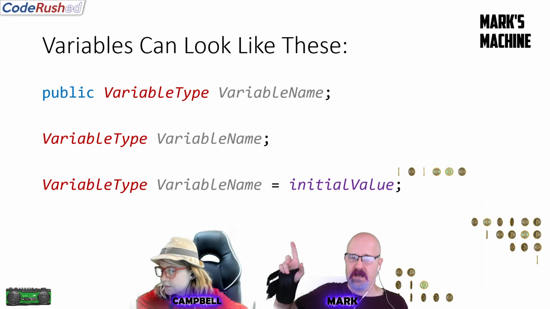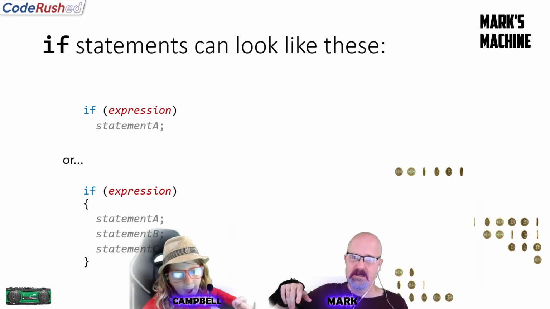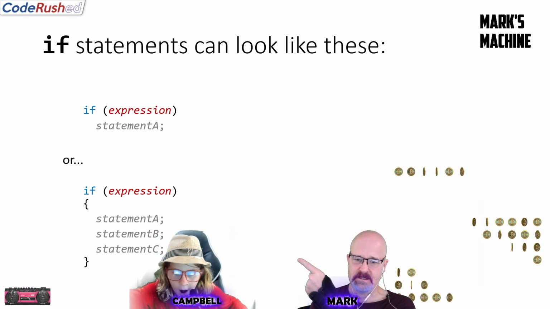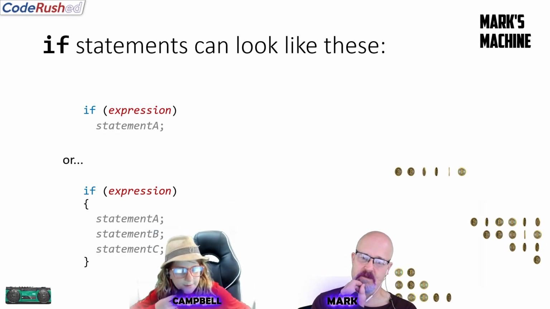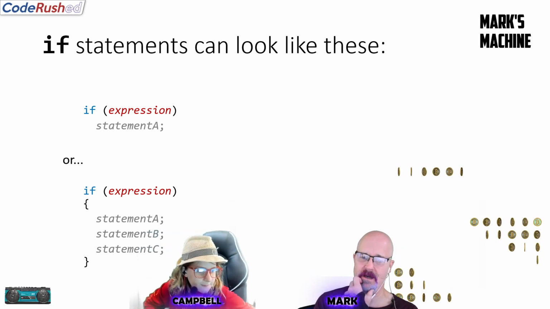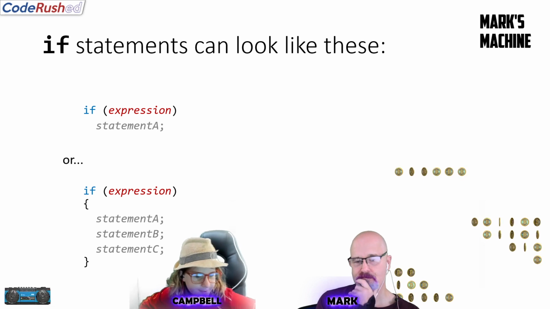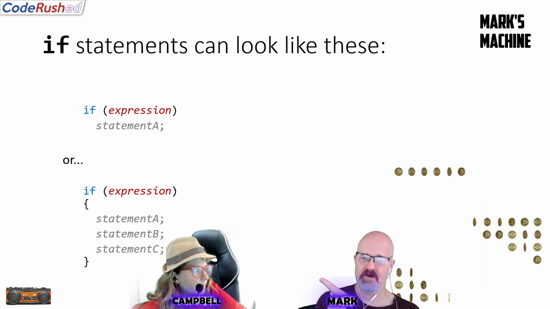They can look like those kinds of things. And we've already seen that if statements can look like these. And take a look at those, Campbell, right there. Keep your chair from swinging over the one at the bottom so that people can see that. If this happens, then do this. Basically, this is what we've seen so far.